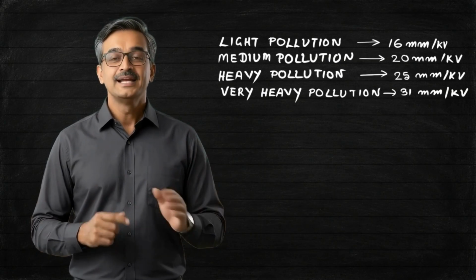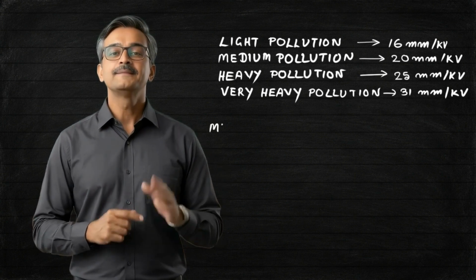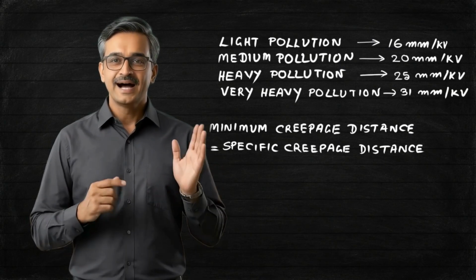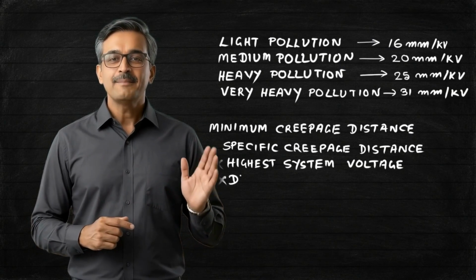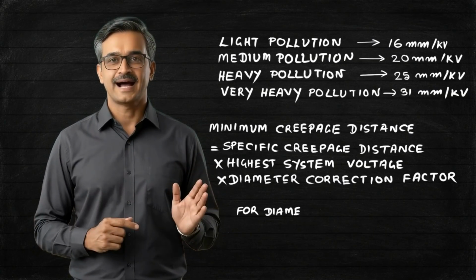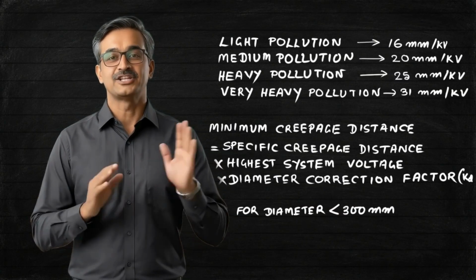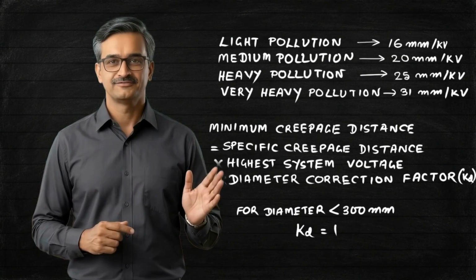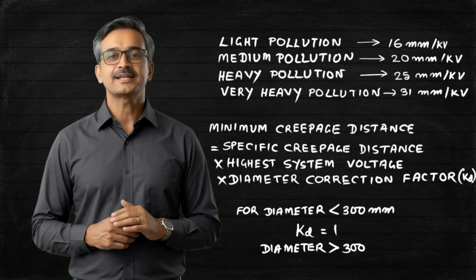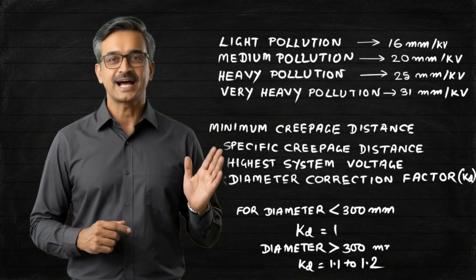Step 3. Calculate the creepage distance. The IEC formula is very simple. Minimum creepage distance equals specific creepage distance times highest system voltage times diameter correction factor KD. For most standard post insulators having an average diameter below 300 mm, the diameter correction factor is 1.0. For larger diameter insulators, IEC recommends using correction factors of 1.1 or 1.2 depending on the average diameter.